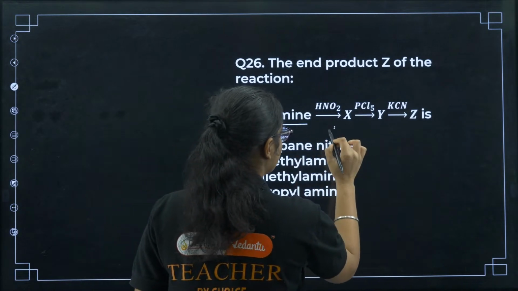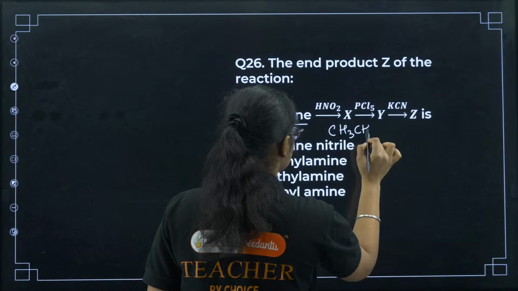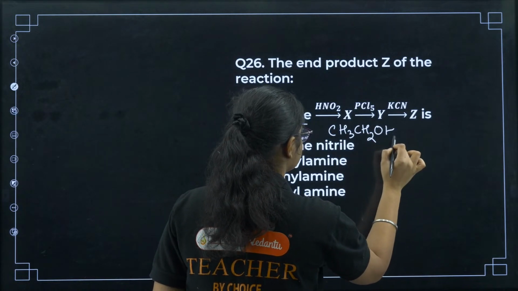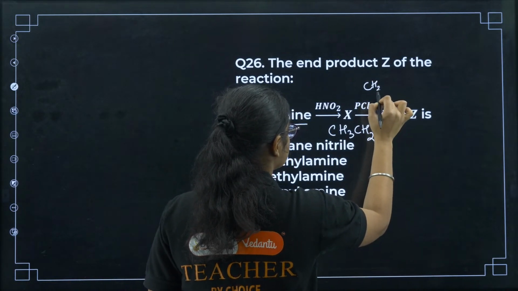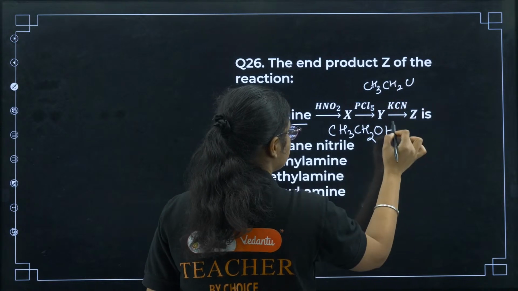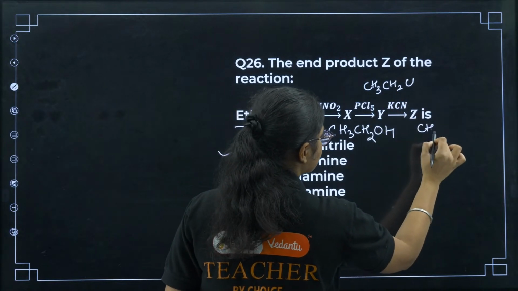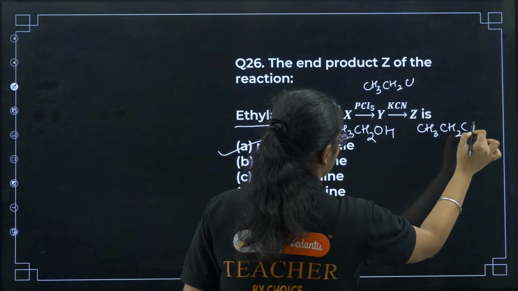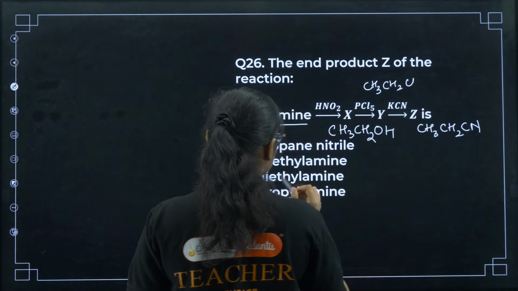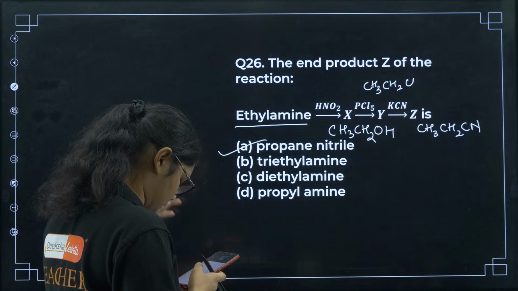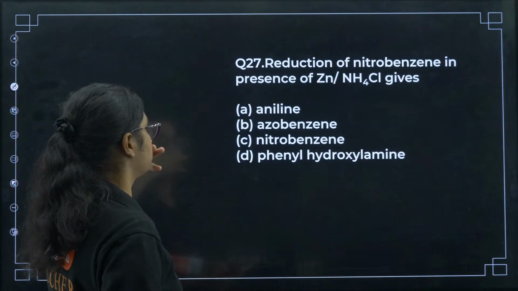Okay, so what you will get here is ethyl alcohol, which will give you OH. So PCl5 will give you what? OH will be converted to Cl, then it will give you CH3CH2Cl. Okay, so that will give you propane nitrile, option number A here. Yes. Next, question number 27.